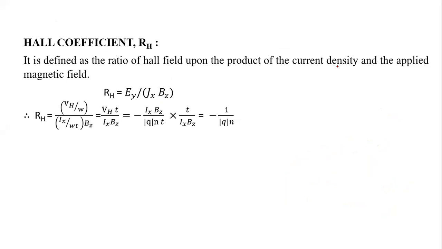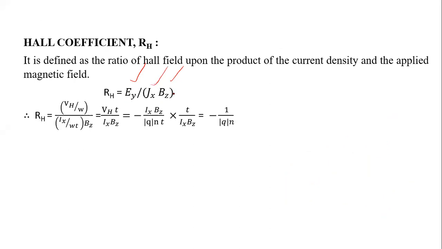Now whole coefficient is defined as a ratio of the electric field, the whole field, upon the product of current density and the applied magnetic field. So this is a ratio of the resultant. Uy is the resultant of the action of this current and the magnetic field.